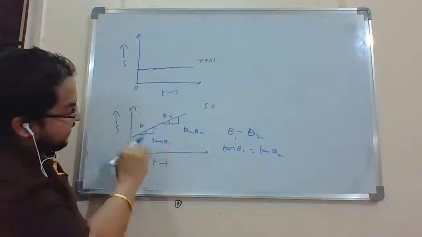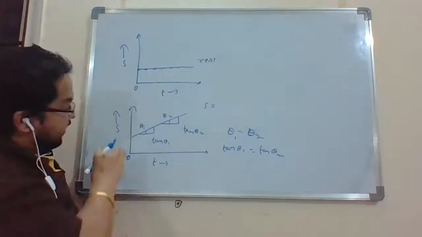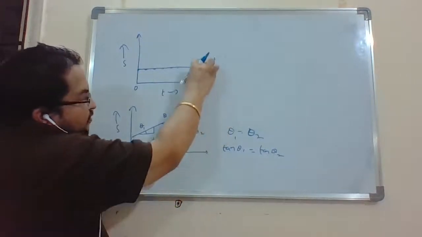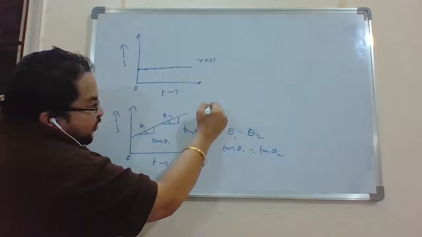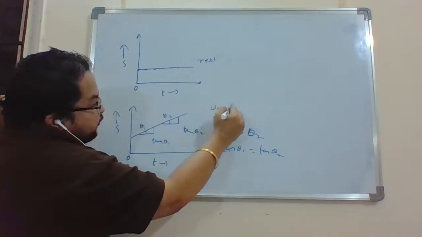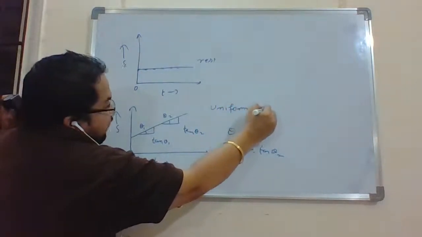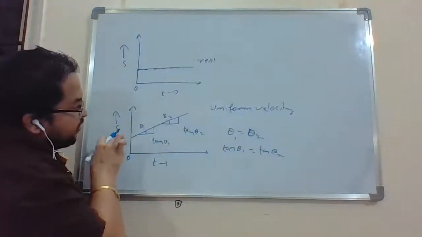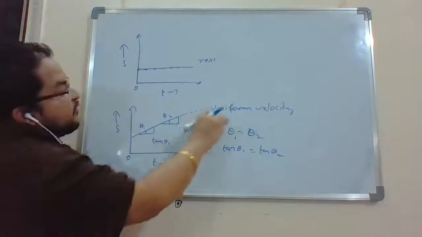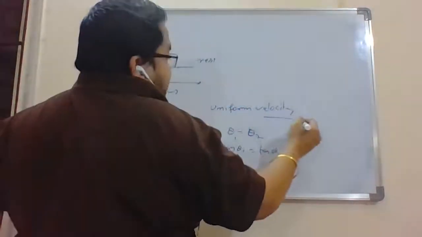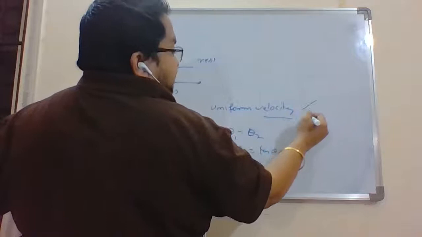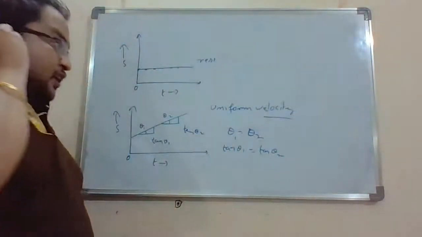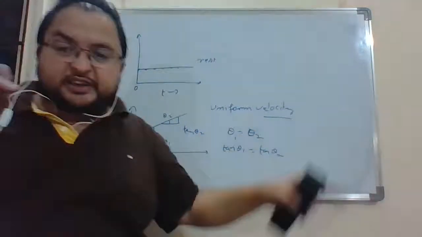So this also indicates that a straight line in the position time graph indicates not rest, but something called uniform velocity. Something is moving at a uniform velocity, and when we say uniform velocity, the speed is not changing and the direction is also not changing. Always remember this, that velocity is a vector quantity.